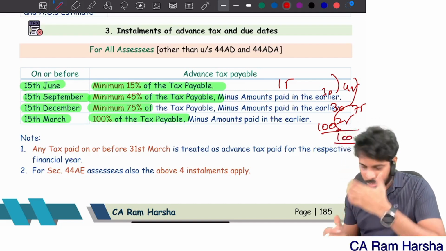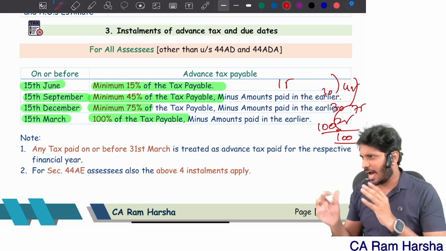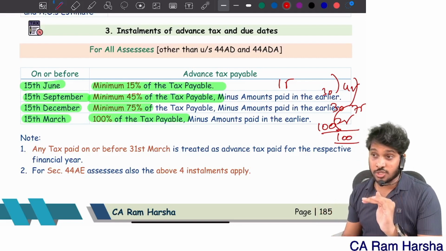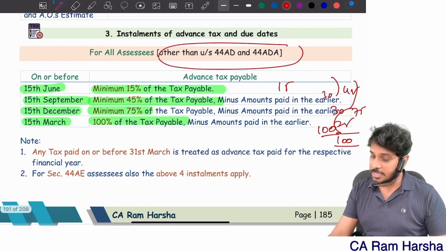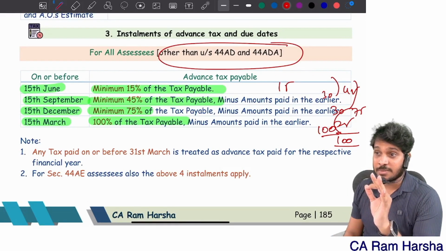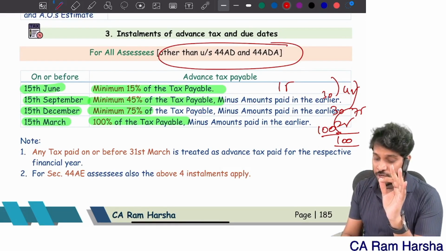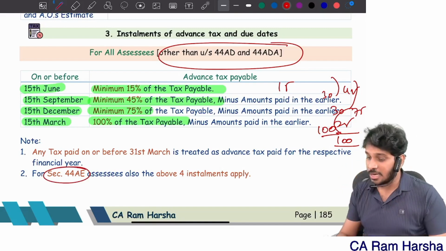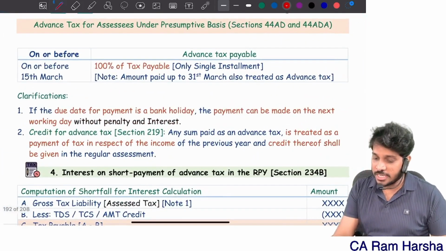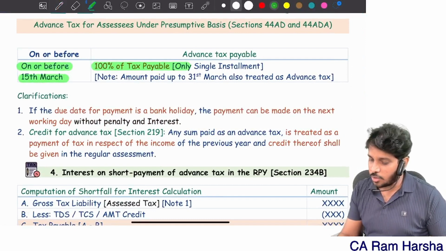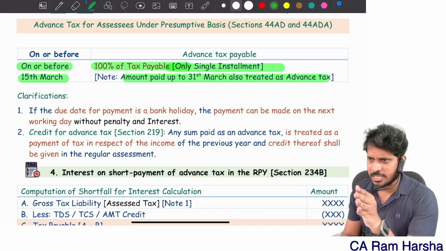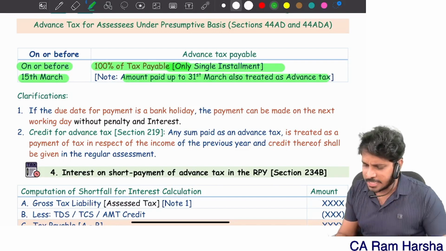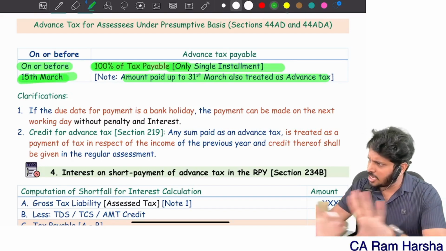Are you clear? Now, sir, for example, I didn't pay advance tax. By the way, the 4 installments logic is applicable for every assessee. However, suppose I am an assessee declaring income on a presumptive basis under 44AD and 44ADA, but not 44AE. For these assessees, only a single installment is applicable. By 15th March, you pay 100% of the tax payable.